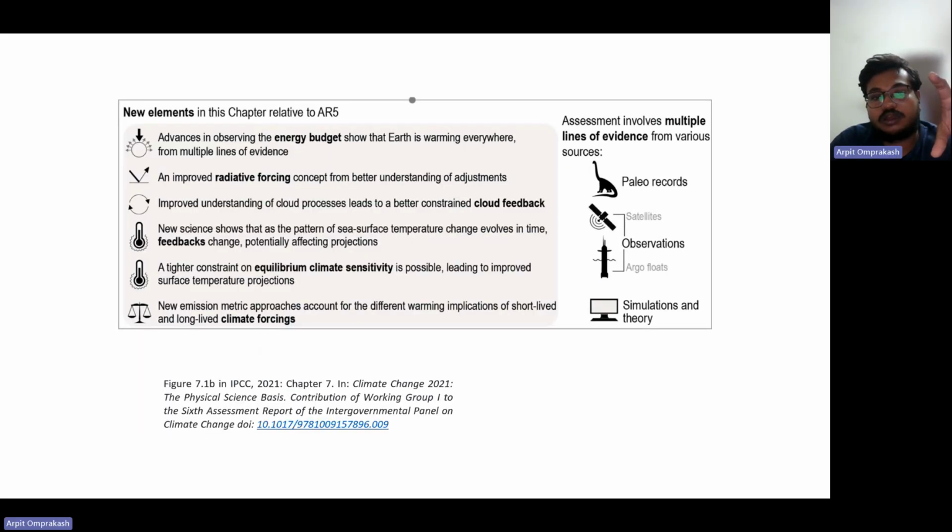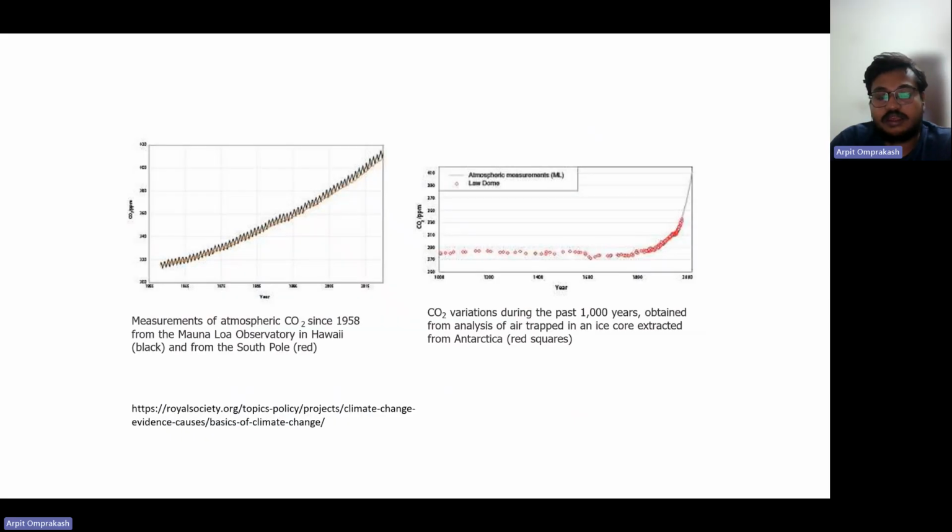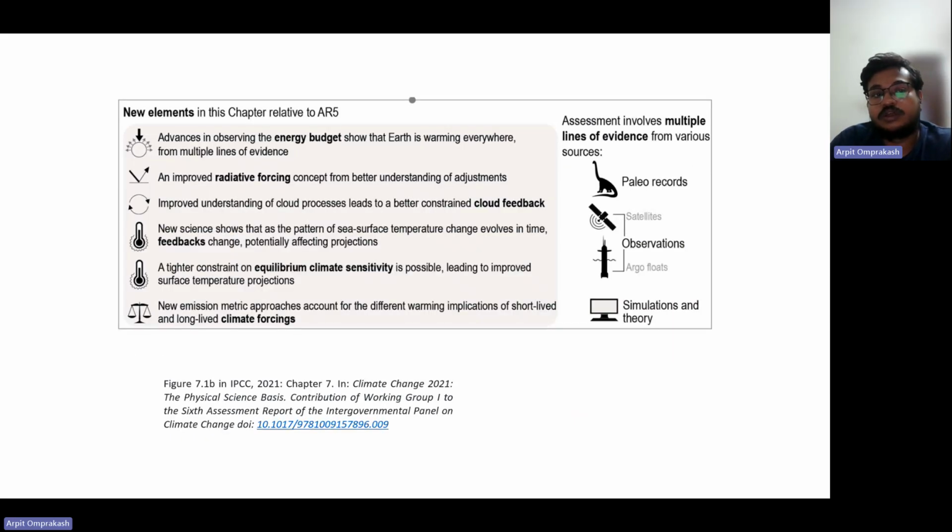Yeah, basically this IPCC has these reports that they're preparing, and this is how they do it, how they assess things. Right. They use multiple lines of evidence, for example, paleo records, so how was the temperature long ago? Then satellite imagery, then Argo floats, which float on water. And then they simulate all these things and try to predict things. Right.